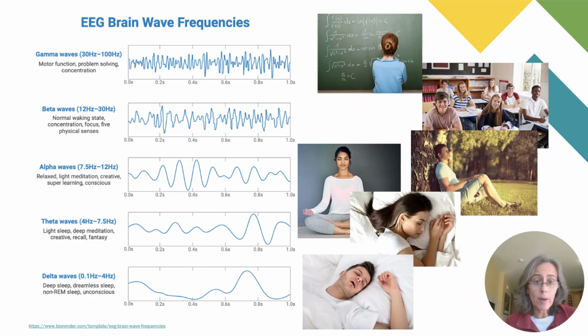And then delta waves are the slowest. So the lowest frequency and often very high amplitude. And this is when you are deeply asleep. So this is often referred to as slow wave sleep because these delta waves are very slow. You're not dreaming, you're totally out of it. It's hard for people to wake you up. That's when we see delta waves.